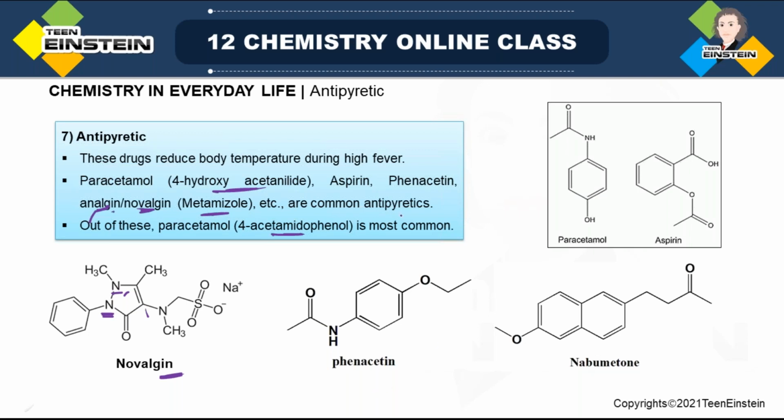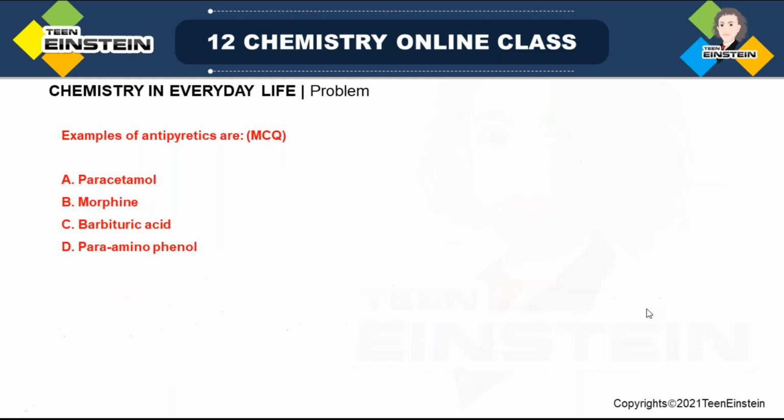Then phenacetin, this one, has some similarity with the structure of paracetamol. Just see, if you convert this OH group to an OCH2CH3 group, then you will get phenacetin. So paracetamol and phenacetin have similarity. And nabumetone has a naphthalene ring, an OMe group, CH2CH2, COCH3. So these are the examples of antipyretics.